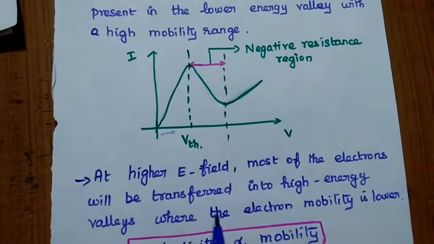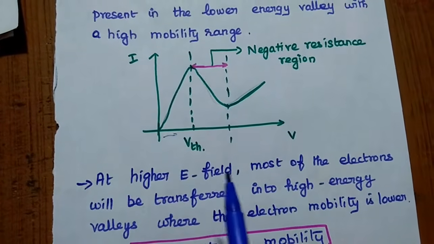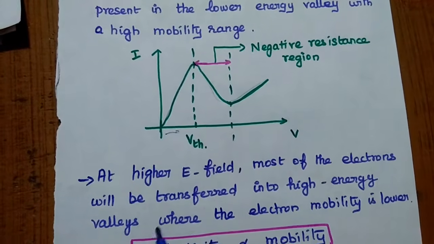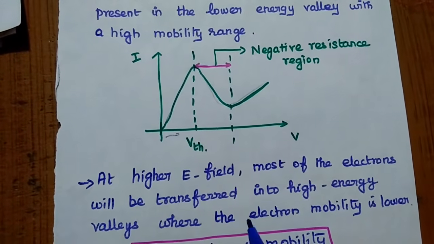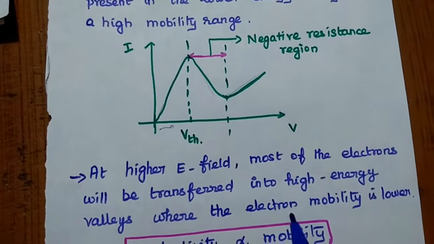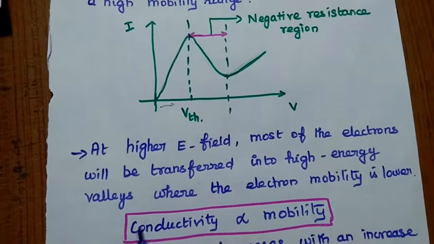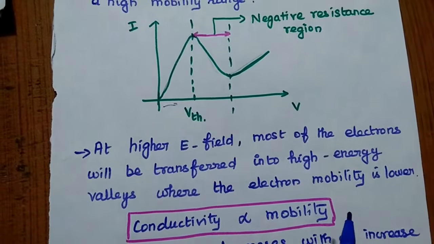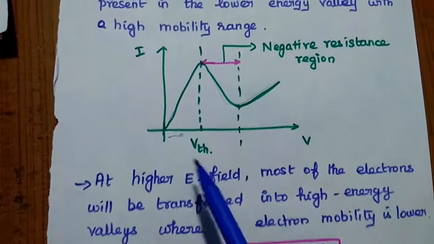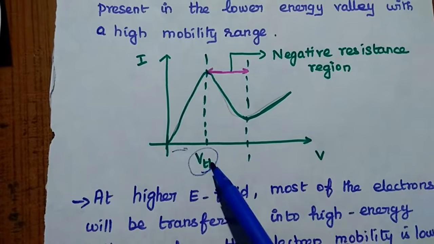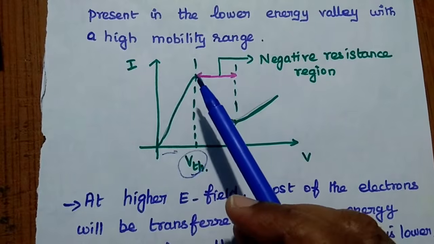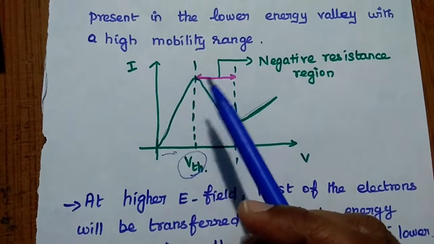But when a very high electric field is applied, most of the electrons will be transferred into the high energy valleys. High energy valleys mean the electron mobility is very low. When electron mobility is low, conductivity is low, because conductivity is directly proportional to the mobility of an electron. So after this high voltage, that is the threshold voltage. The threshold voltage represents where we can get the maximum current or the maximum output.